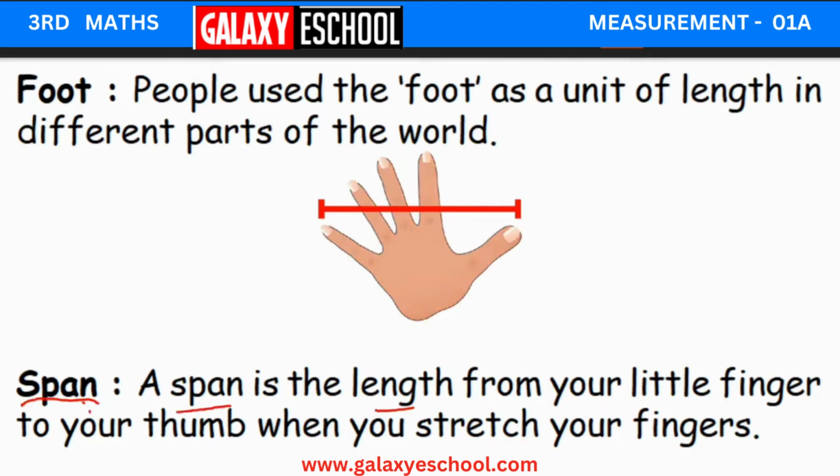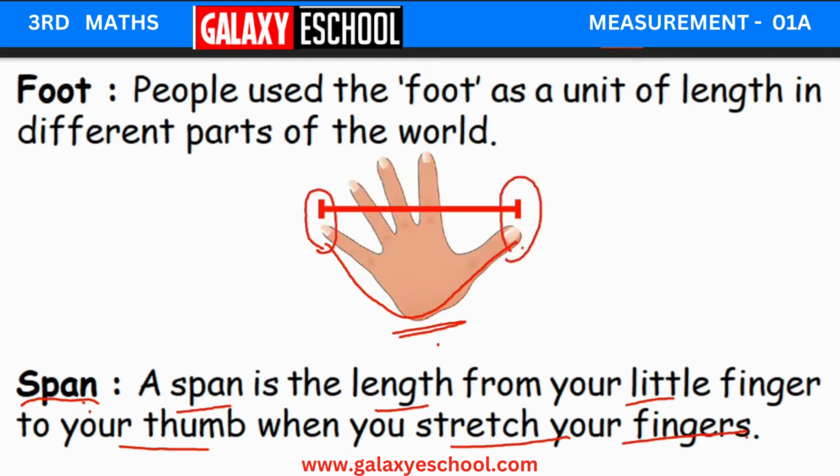And another way of measuring was using span. A span is the length from your little finger to your thumb when you stretch your fingers. Are you able to see the picture here? We are stretching our hand, and the length from our little finger to the thumb becomes 1 span. S-P-A-N. This length becomes 1 span.